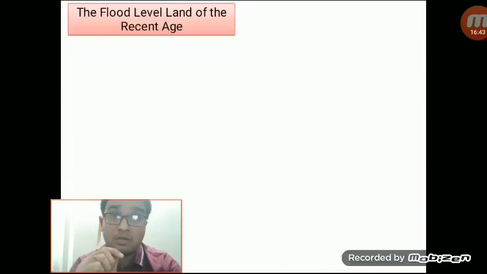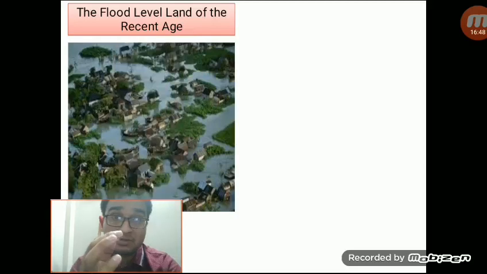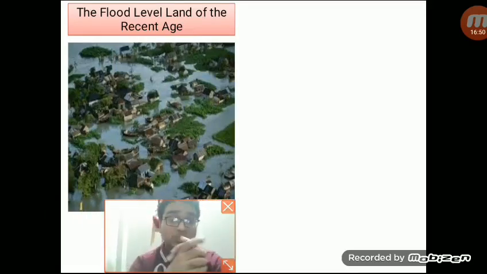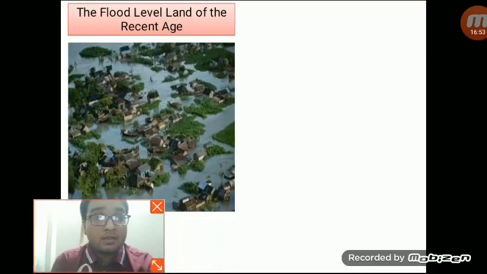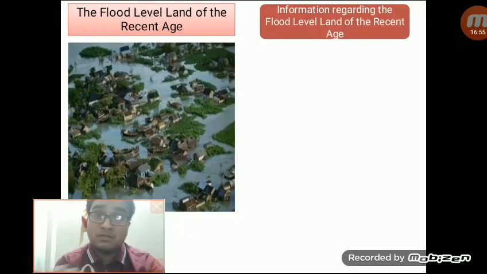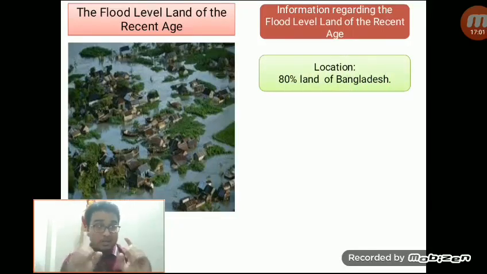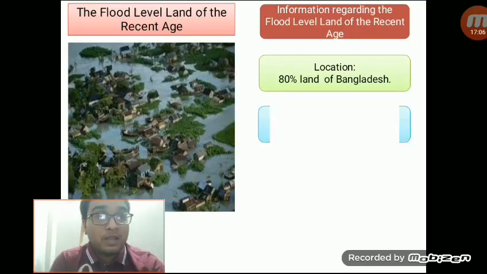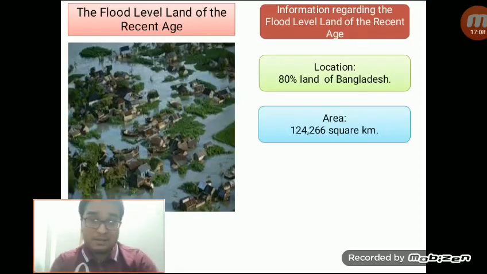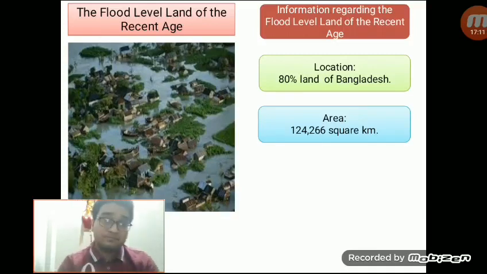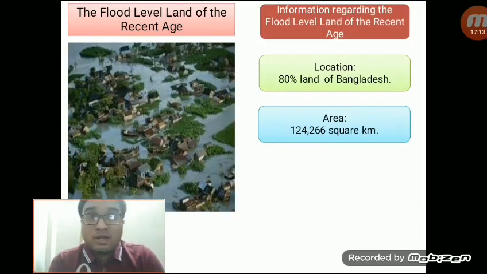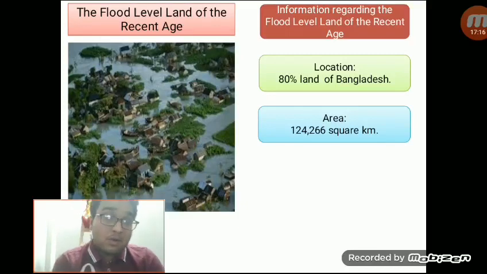Now I am going to discuss the flood plain land of the recent age. So at first the picture. This is the picture of the flood plain of Bangladesh. The first information regarding the flood plain land of recent age is that it covers 80% of the total land of Bangladesh. And next information is area. Its area is very big. The area of the flood plain land of the recent age is 1,24,266 square kilometers.